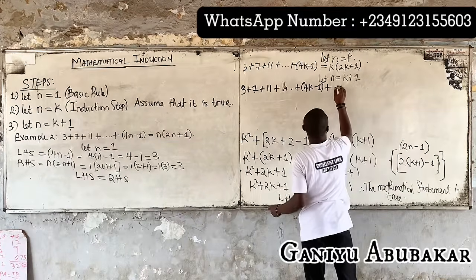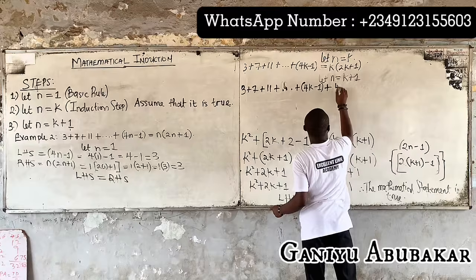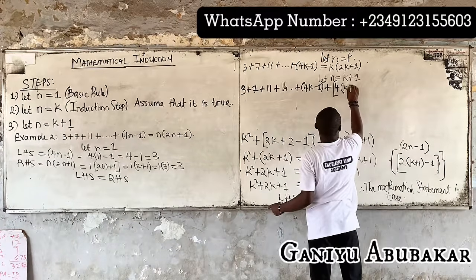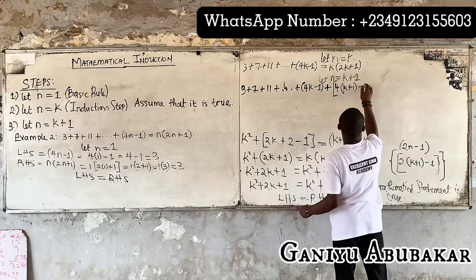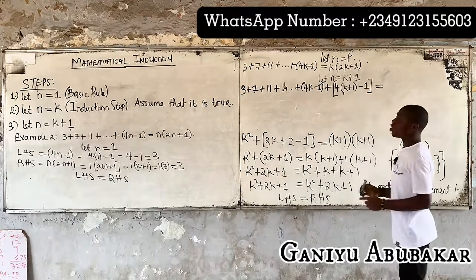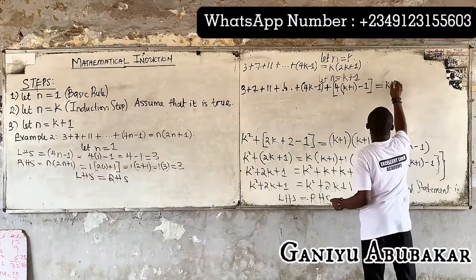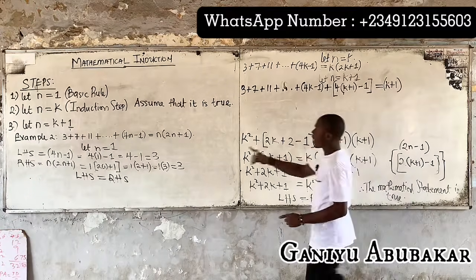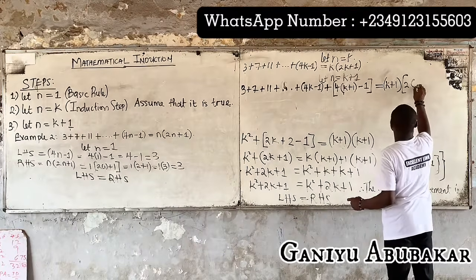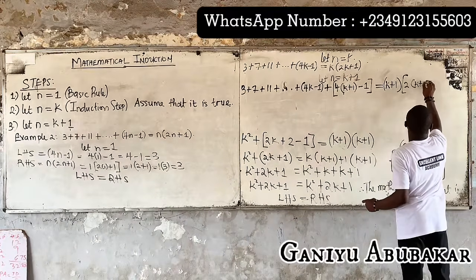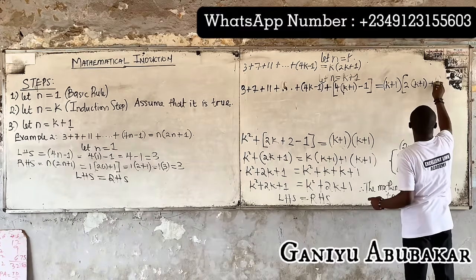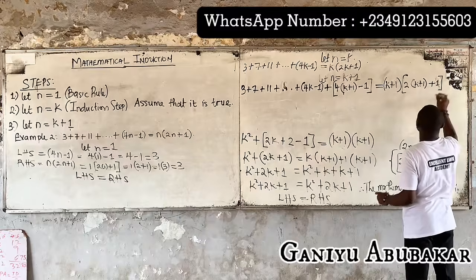Plus, observe 4 into what there? n is what? k plus 1. Next, minus 1. I have this one. n is equal to k plus 1, that is this n here. So 2 into k plus 1 plus 1. Sorry, observe the use of my bracket, please.